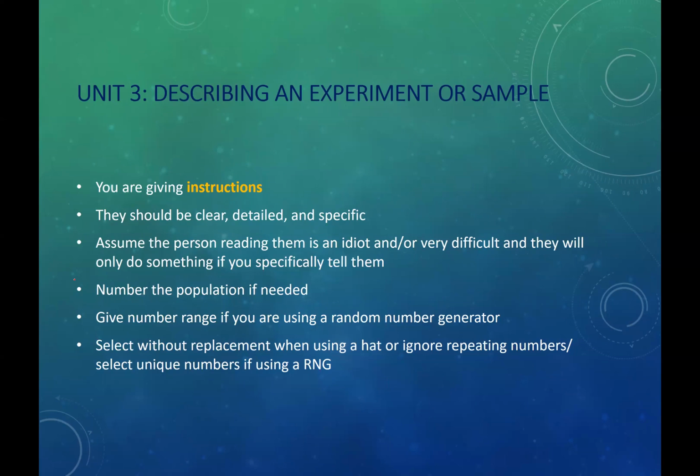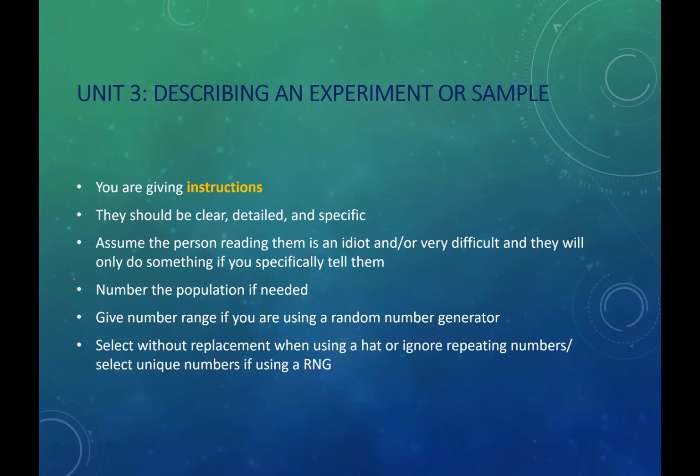When describing an experiment or sample, like how to take a sample or how to assign treatments, you are giving instructions. So you are telling someone very specifically what they're supposed to do. They should be clear, detailed, and specific. Assume the person reading them is an idiot and or very difficult, and they will only do something if you specifically tell them to. So you need very, very clear steps.